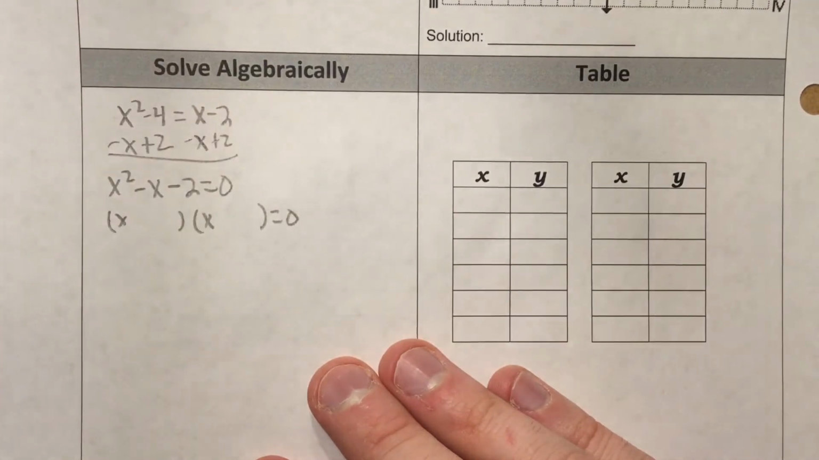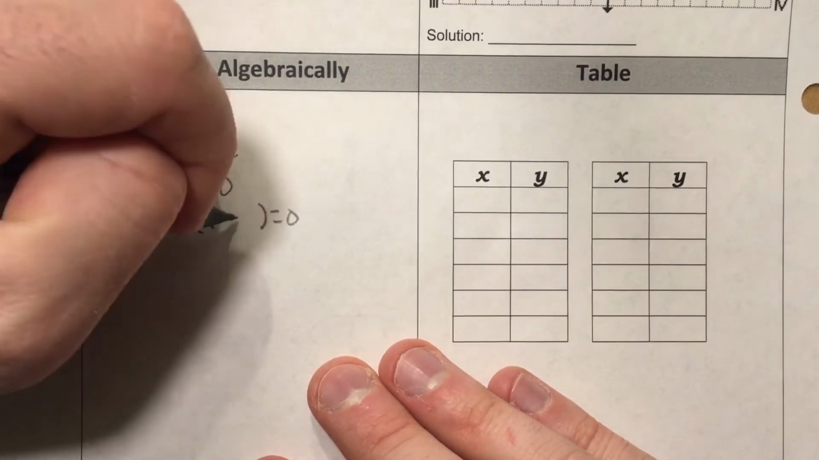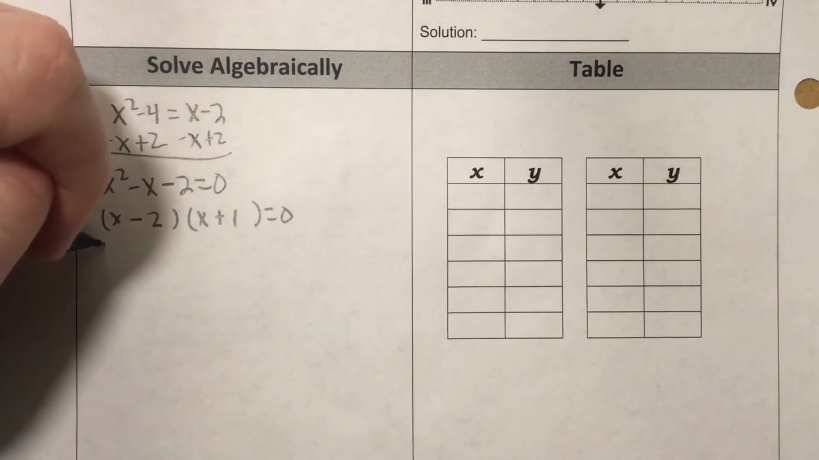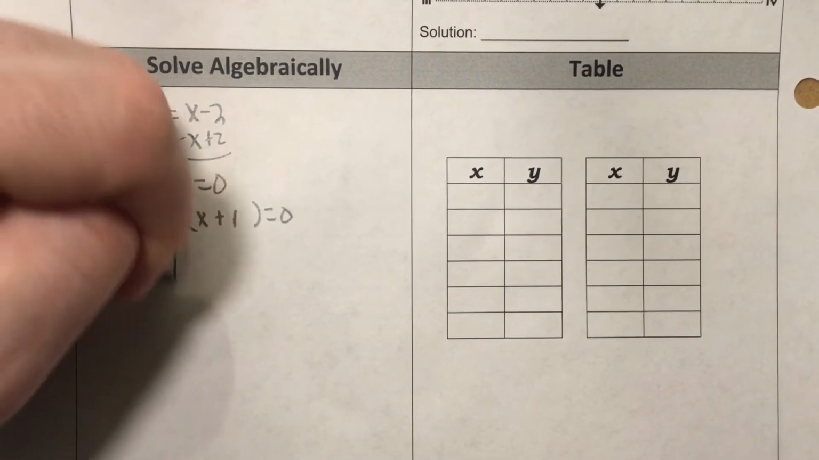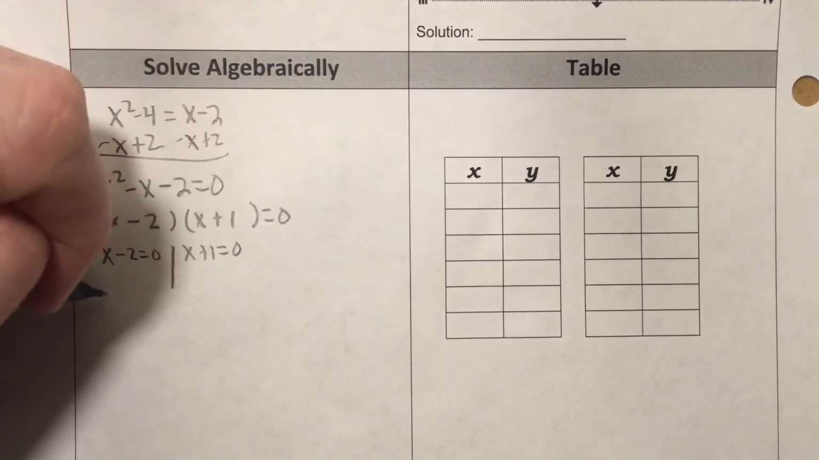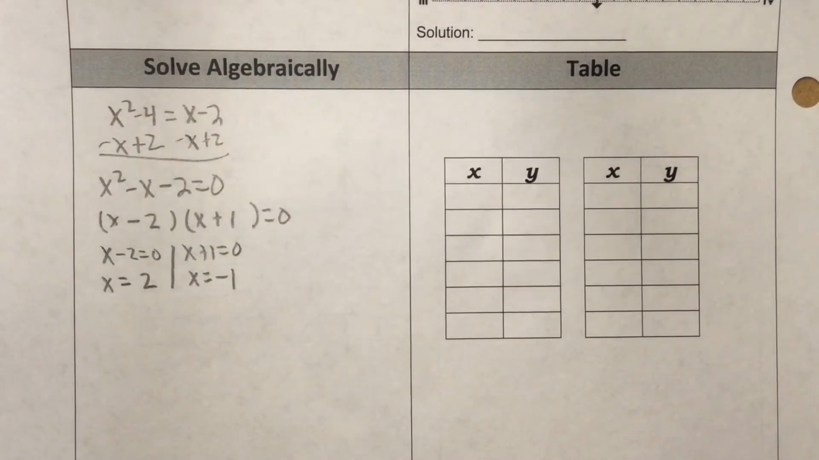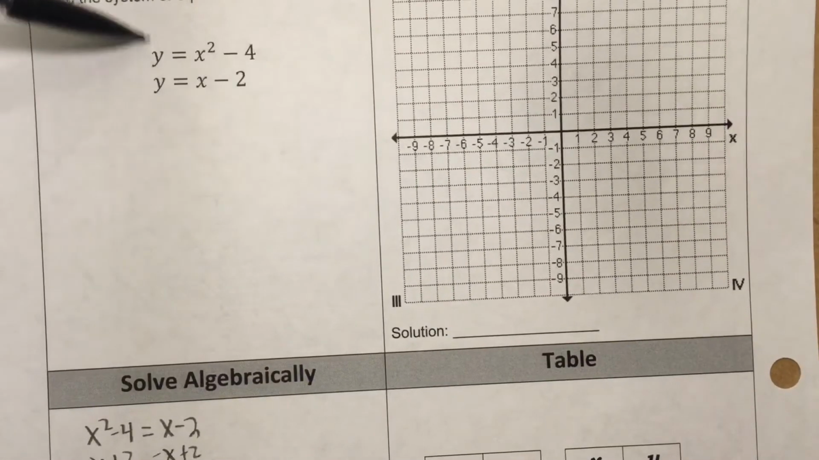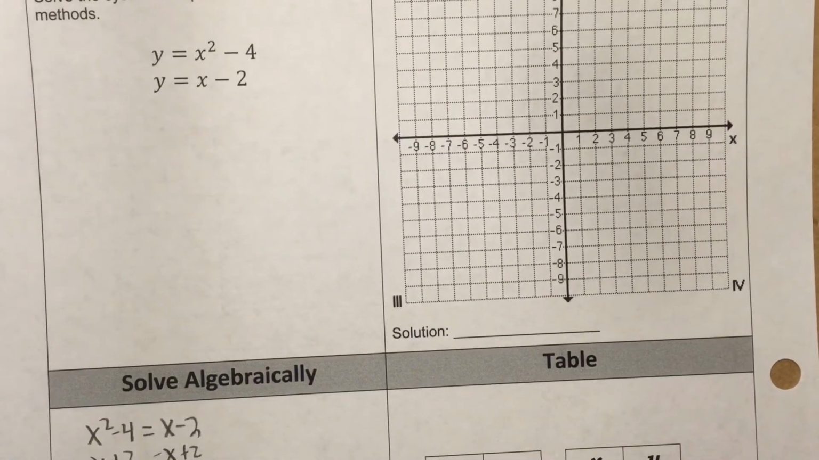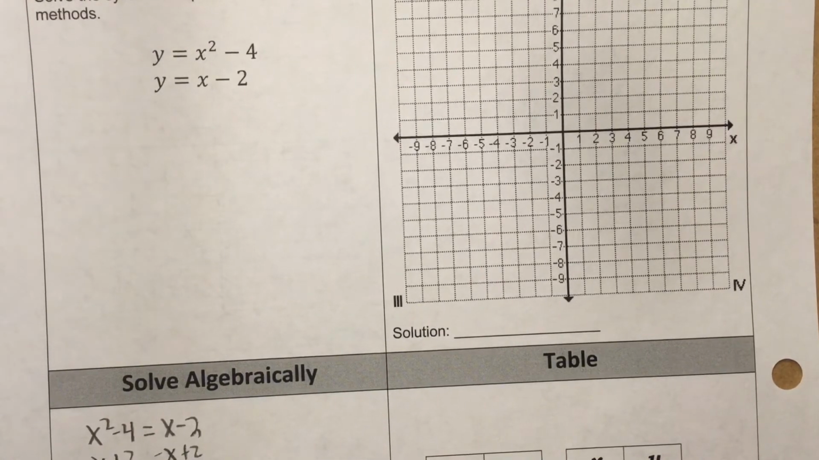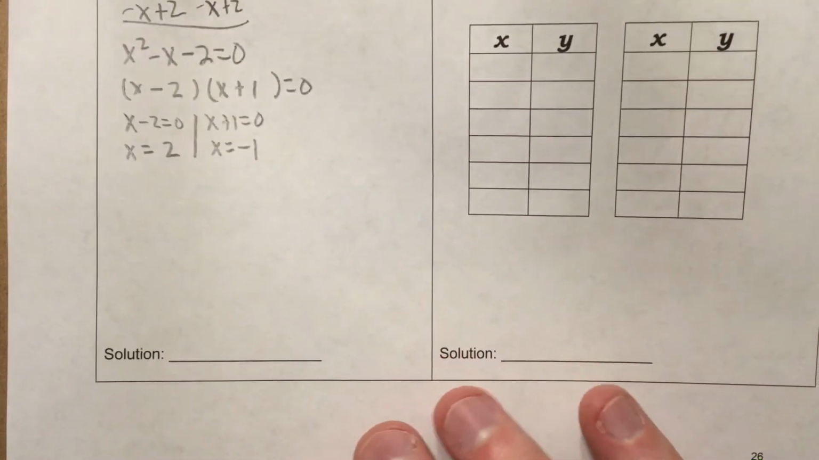I'm saying what multiplies to -2 and adds to -1 will be -2 and positive 1. And I would set both of those factors equal to 0 and solve. So I get an answer of x equals 2 and x equals -1. Again, I'm not finished because my original problem has y values. So I have to plug in each of my x values into one of my equations.